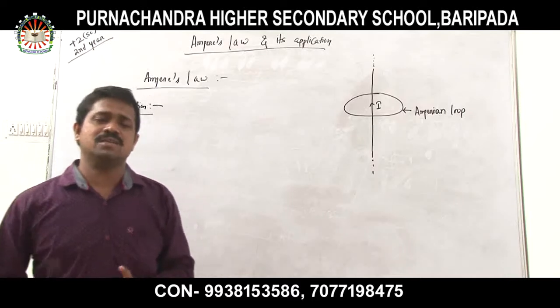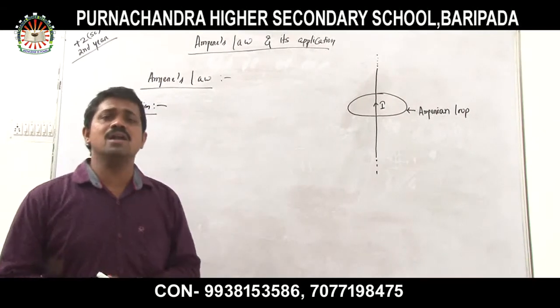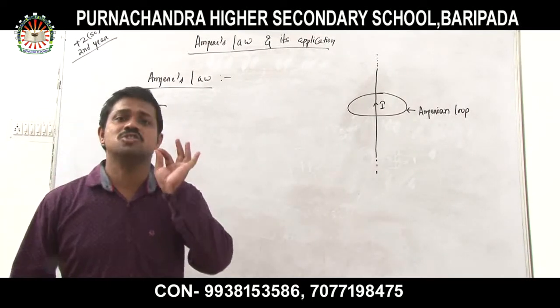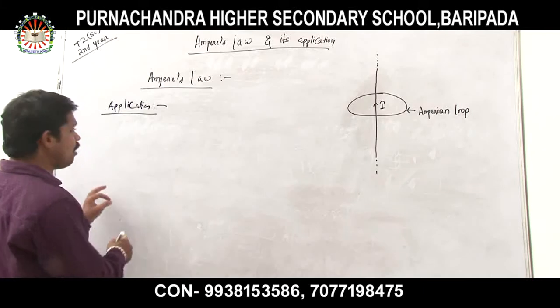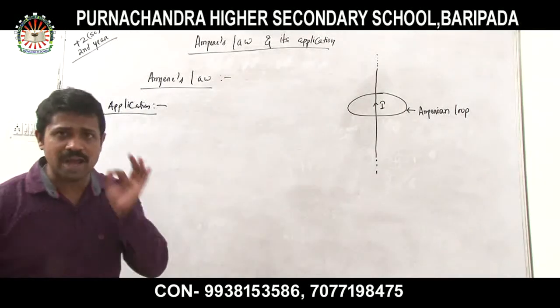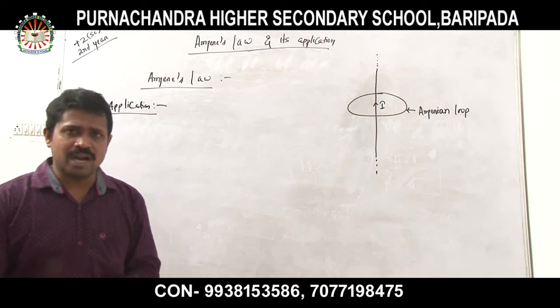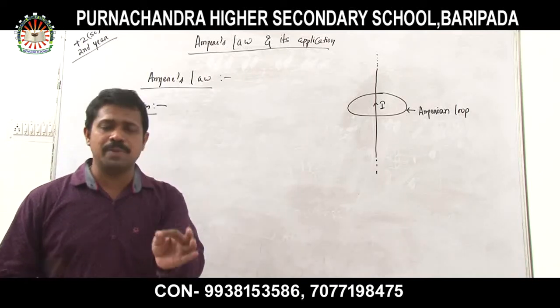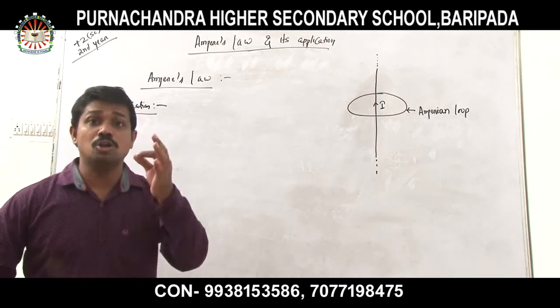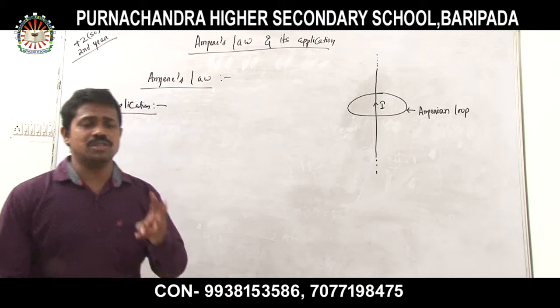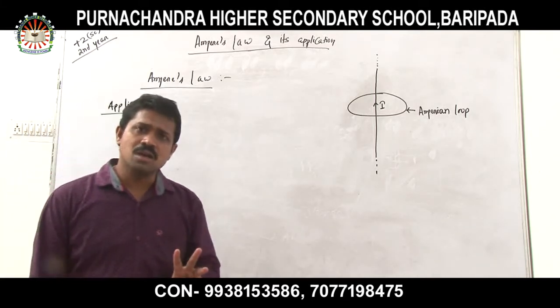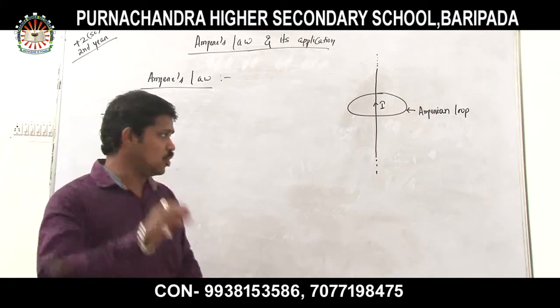The second application is to calculate the magnetic field due to a long infinite solenoid. This is the second application. Come to the third application. Third application, we have to find out the magnetic field due to a toroid. So these are the three main applications, and we will discuss them one by one, so don't worry about that.